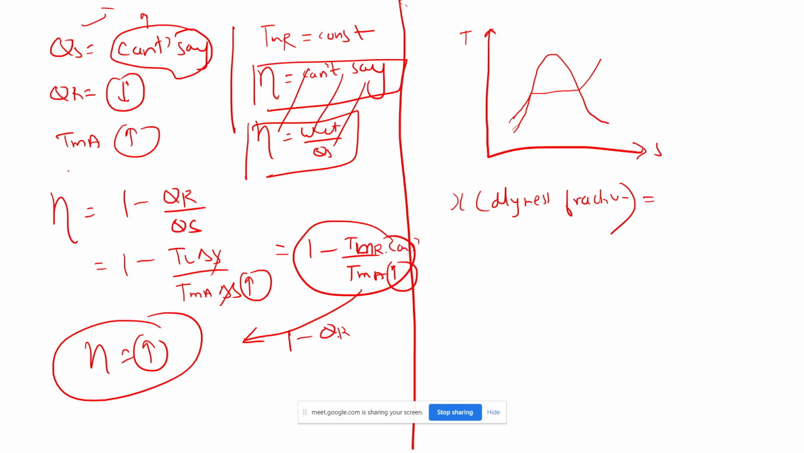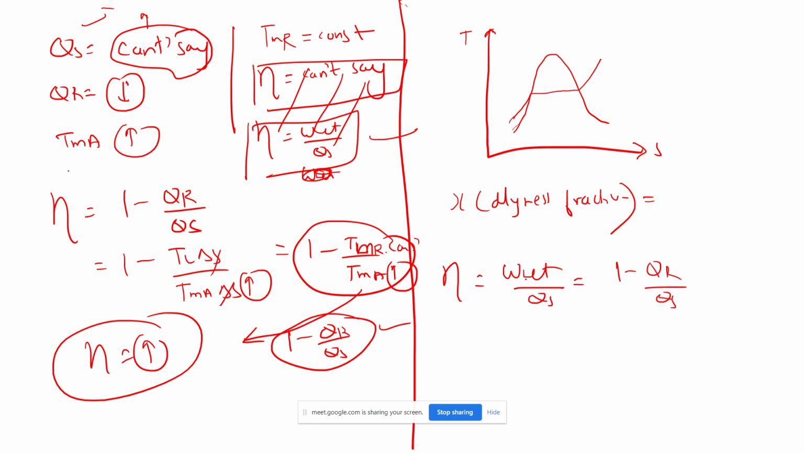1 minus Q rejected upon Q supplied, or work net upon Q supplied, this you can also remember. But like when we'll use it, is it interchangeably used or based on the case? No, if you calculate by this or this, the same answer will come. These are only different versions by which we can represent this. These all are the same. Your answer won't be affected by this.